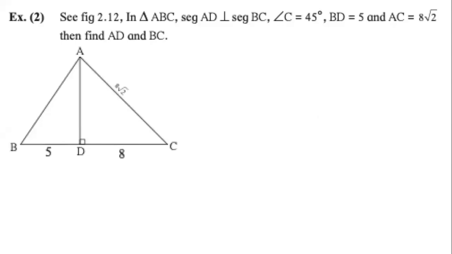We again have a triangle. Perhaps we have 2, 3 triangles. There are some 90-degree angles. Some information is given about angles and sides. AC equals 8 root 2, and we have to find AD and BC.